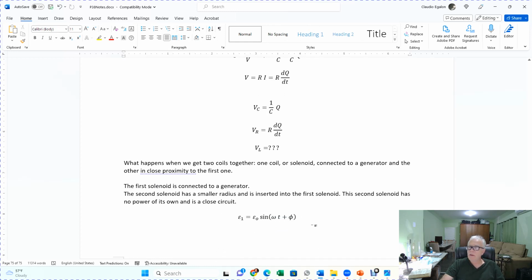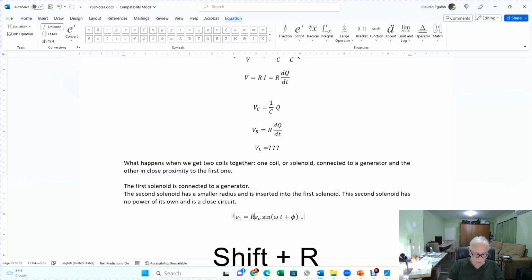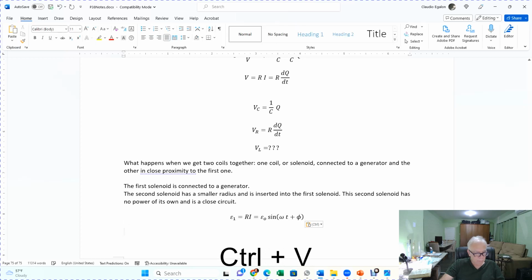This first solenoid, of course, has a resistor, right? And the current is going to be given by this value right in here. Don't forget that this current now is a function of time, right? Because this current is a function of time, let's put that here. I'm going to specify the first solenoid, the primary solenoid.